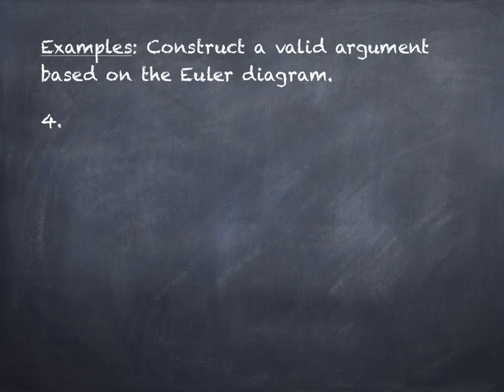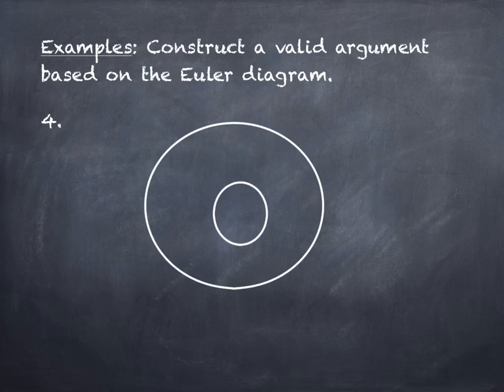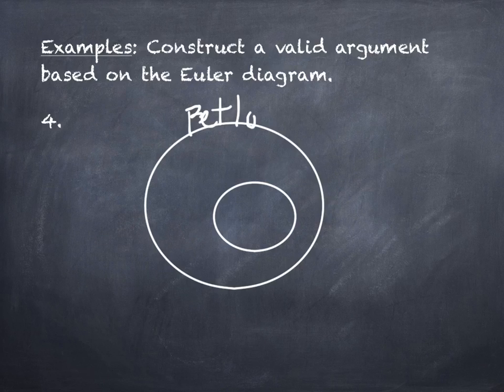All right, so we're going to construct a valid argument based on a picture. And I should have put the picture in ahead of time. I didn't, so I'm going to put it in now. I'm going to have a big circle and a little circle inside of it. My big circle is going to be called pet lovers. My little circle is going to be called cat lovers. I'm going to have an X inside of the cat lovers circle.